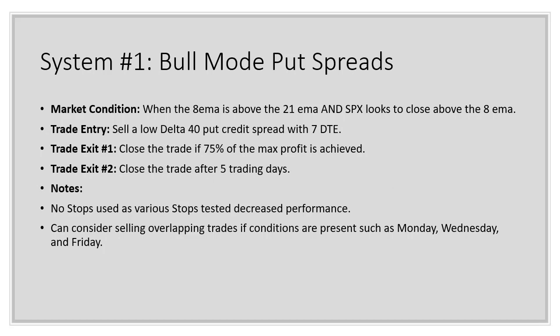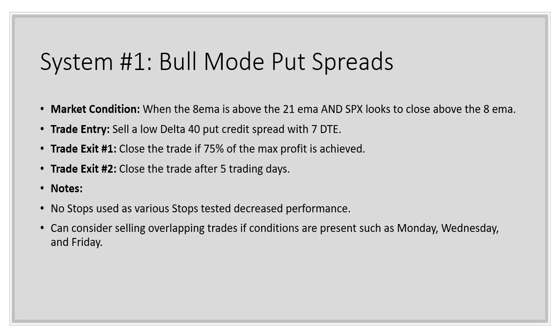With this strategy, two things. We're not using stops. We're looking to just collect the 75% or close it after 5 days, which could be half, 50% or something, or you could be in a loss. You would close it for a loss before it expired, so you're not closing in the money. And again, we can consider selling overlapping trades if conditions exist. For example, if the market condition up at the top exists, we could sell one on Monday and then sell another one on Wednesday, sell another one on Friday, and keep doing that until that condition doesn't exist.